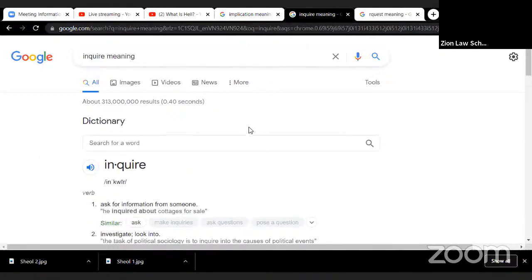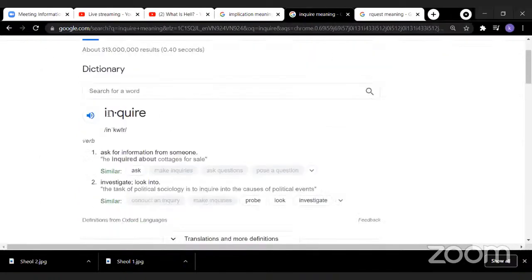All right, do y'all see my screen share? Yes. Yeah. Okay.